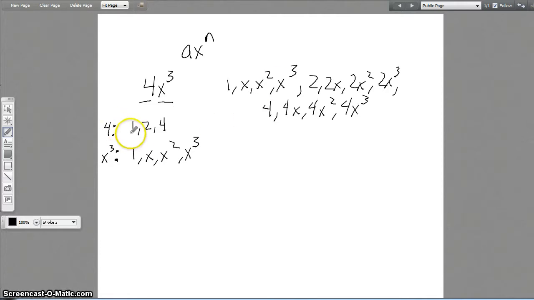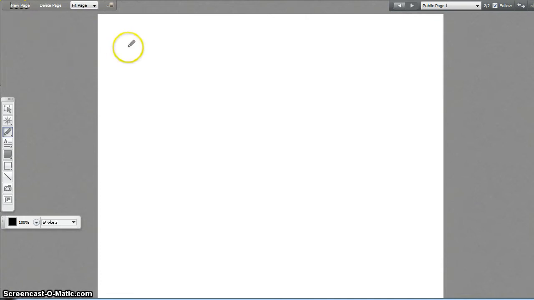So I used the first factor of 4 and multiplied it by all the different factors of x cubed. Then I did the second factor of 4 and multiplied that by all the factors of x cubed. And then the third factor of 4 and multiplied that by all the factors of x cubed. Since there are 3 factors of 4 and there are 4 factors of x cubed, altogether there should be 12 factors, and that's what we have. We have 4 here, we have 4 here, and we have 4 there. That is 12 factors.